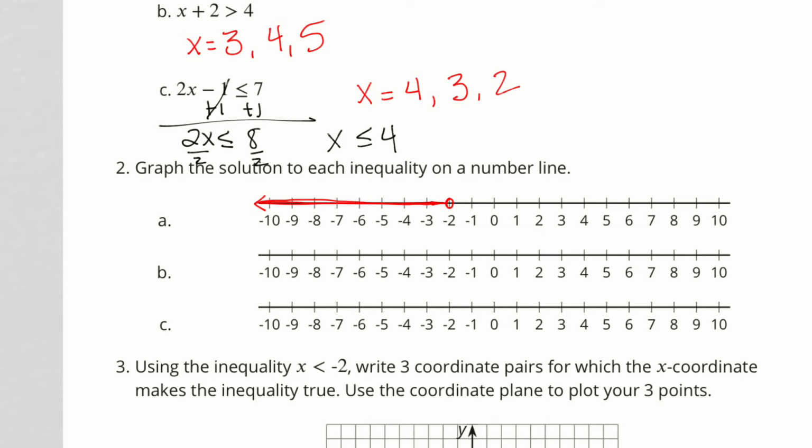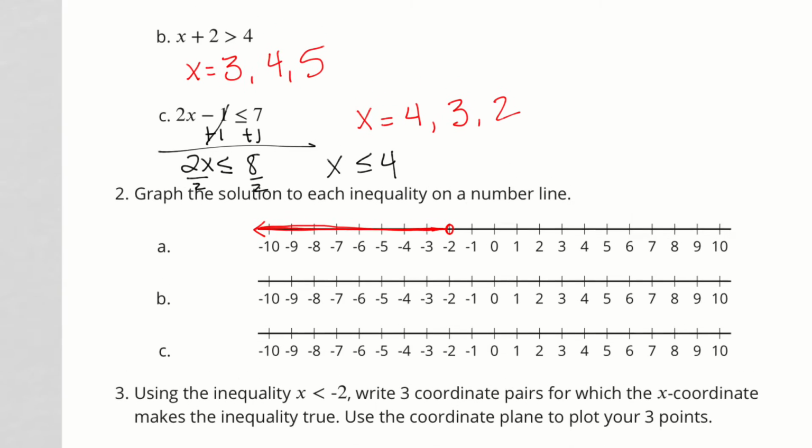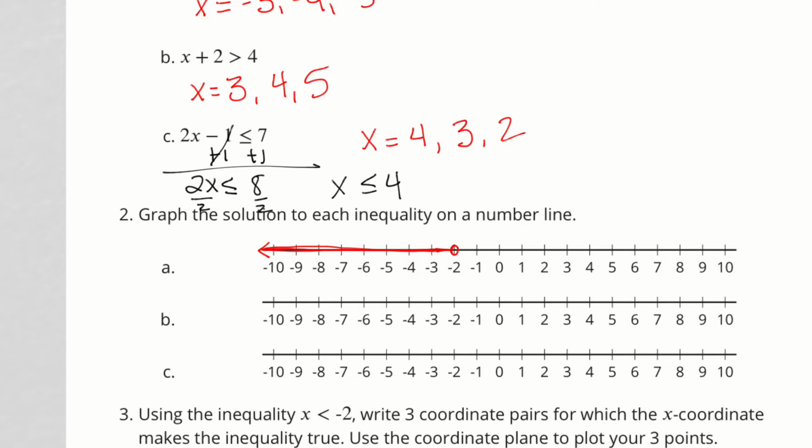For B, if we went through and solved this equation like we did with the other one, if we subtracted 2 from both sides, we'd have x is greater than what? What's 4 minus 2? 2. So my circle goes where? On 2, and it's going to be hollow. Which direction does it go to? To the right or to the left? To the right.